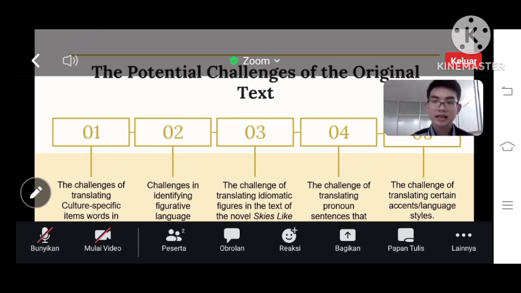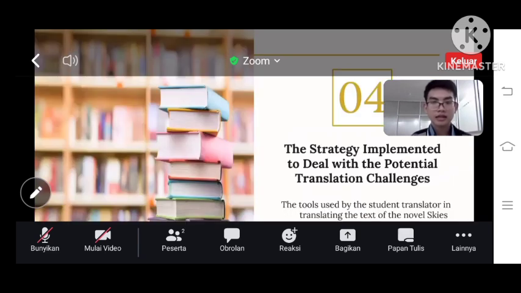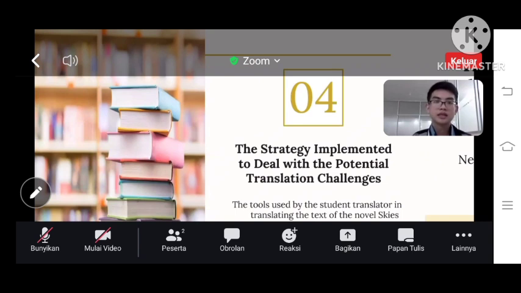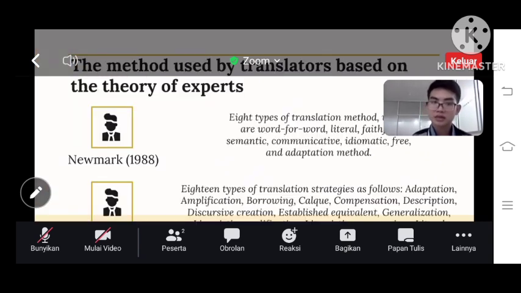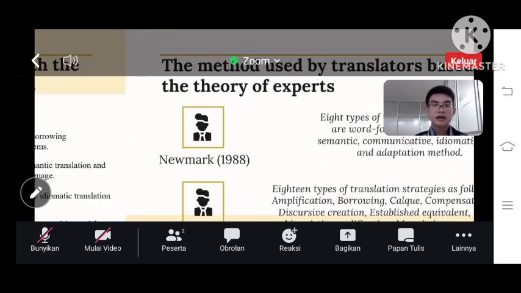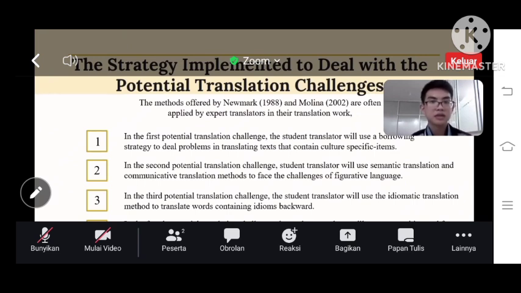Okay, and next, let's move on and discuss the solution and the strategy of the student translator to deal with the potential translation challenges. The method used by the translator is based on the theories of experts, Newmark 1988 and Molina and Albir 2002. As shown in the slide on the screen, for the first potential challenge, the student translator will use a borrowing strategy to deal with the problem in translating text that contains culture-specific items.